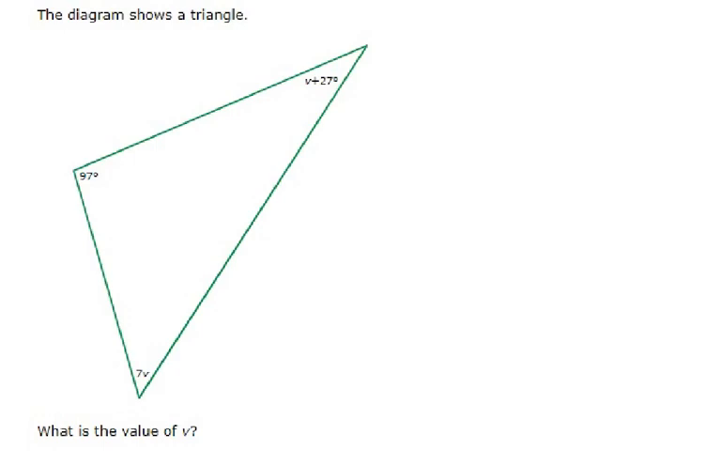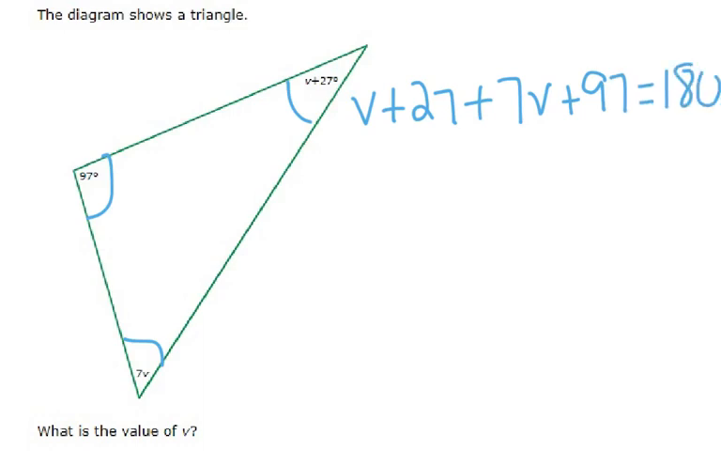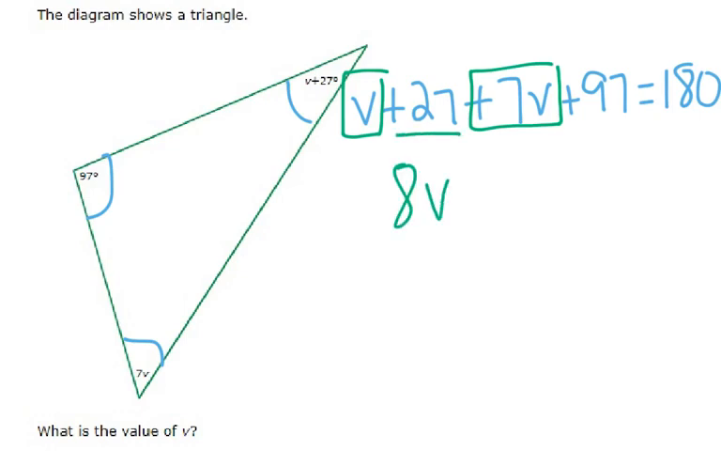Okay, so this next problem, we're going to do the same thing. We need to write an equation and set all of these angles equal to 180. So we're going to have v plus 27 plus 7v plus 97 equals 180. So now I'm going to combine my like terms. So I have v and 7v, which is 8v. And then I have 27 and 97. And 27 plus 97 is 124.